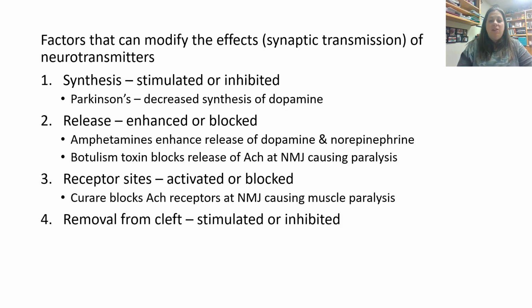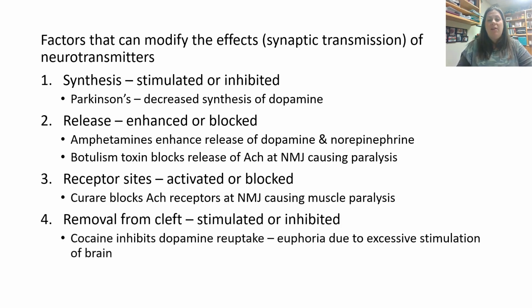Receptor sites could be activated or blocked. This is like curare, which is going to block the acetylcholine receptors in a neuromuscular junction. This causes muscle paralysis. Or neurotransmitters could get removed from the cleft. Either they could stimulate the removal or inhibit the removal, which is what we see with cocaine. Cocaine inhibits dopamine reuptake, which causes a euphoria to take place. It's going to excessively stimulate the brain, so then the brain's going to get rid of a lot of those receptors, so it does not get overstimulated.